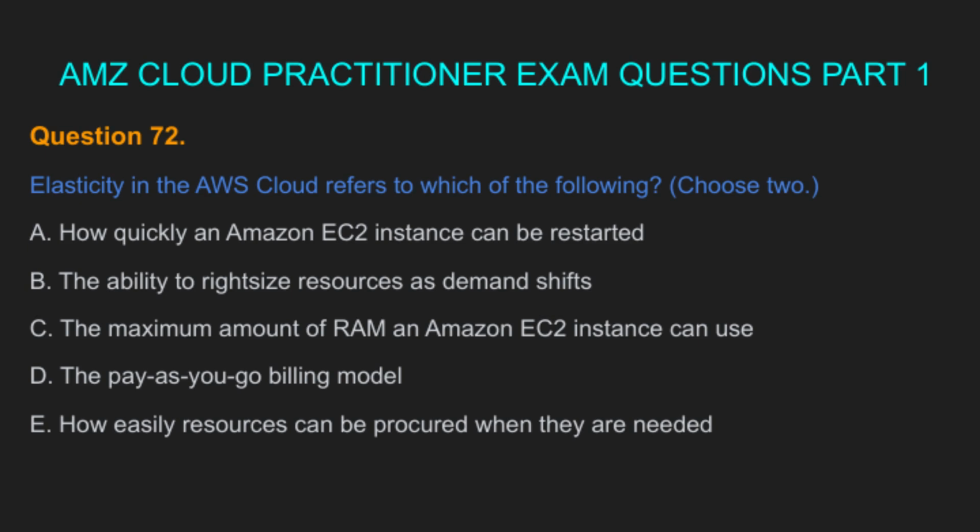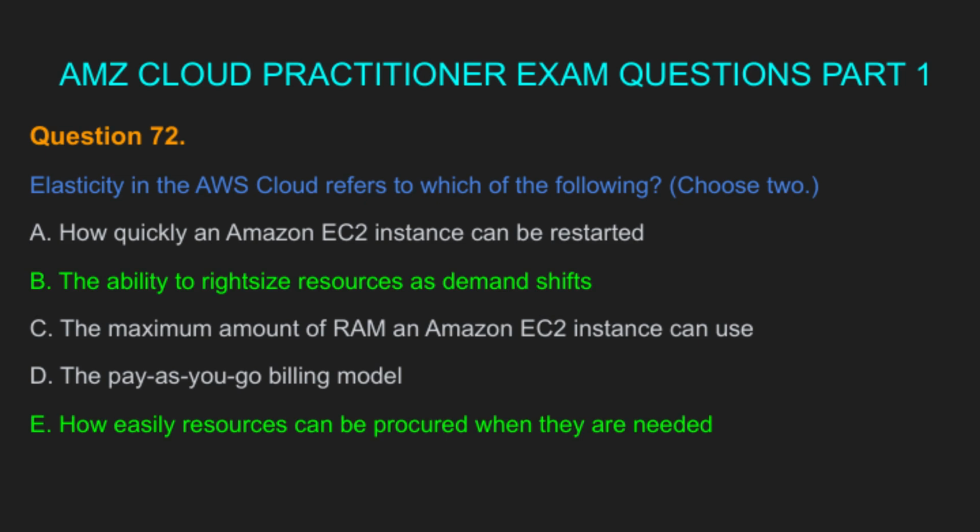Question 72. Elasticity in the AWS cloud refers to which of the following? Choose 2. A. How quickly an Amazon EC2 instance can be restarted. B. The ability to right-size resources as demand shifts. C. The maximum amount of RAM an Amazon EC2 instance can use. D. The pay-as-you-go billing model. E. How easily resources can be procured when they are needed. The answer is B and E.